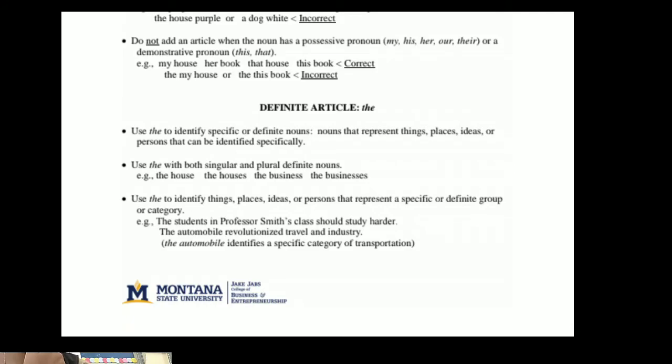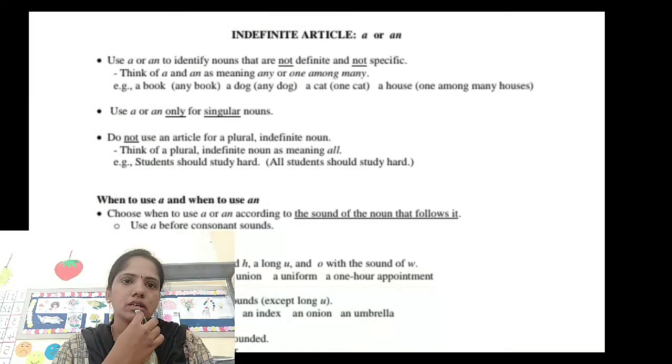Then we can see the next, indefinite articles "a" or "an". Use "a" or "an" to identify nouns that are not definite and not specific. For example, a book, a dog, a cat, a house. Use "a" or "an" only for singular nouns. Do not use an article for a plural indefinite noun.